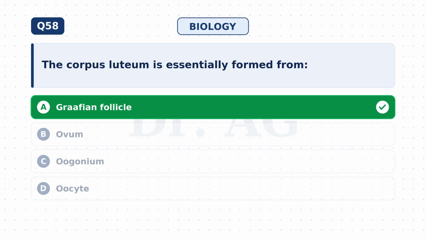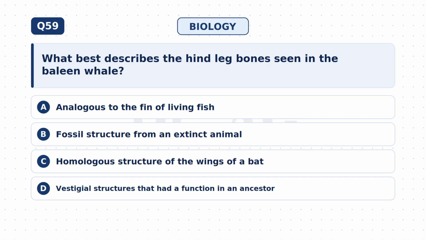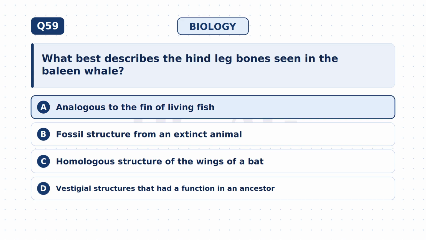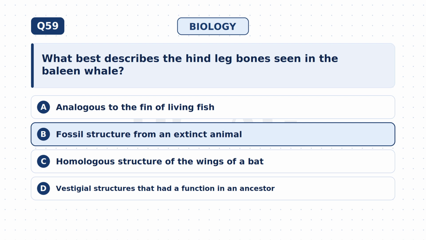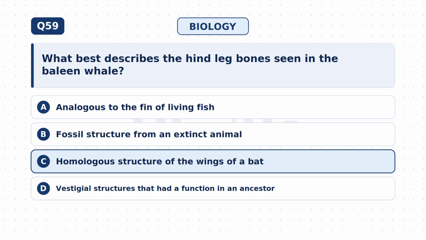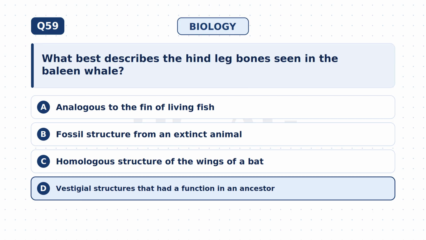The correct answer is A. Graafian follicle. Question 59. What best describes the hind leg bones seen in the baleen whale? Option A. Analogous to the fin of living fish. Option B. Fossil structure from an extinct animal. Option C. Homologous structure of the wings of a bat. Option D. Vestigial structures that had a function in an ancestor.